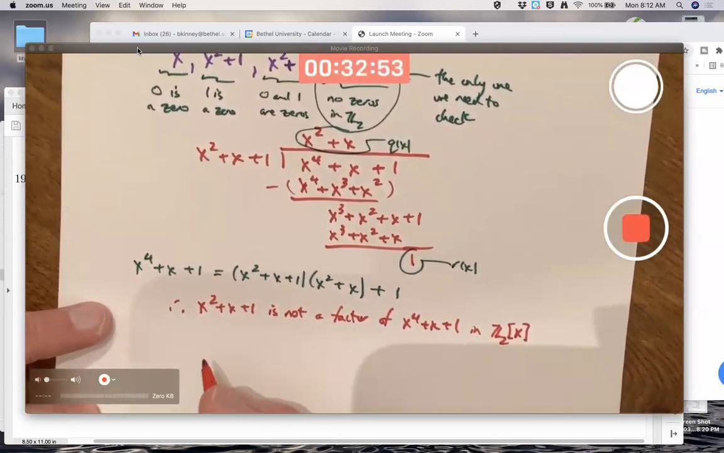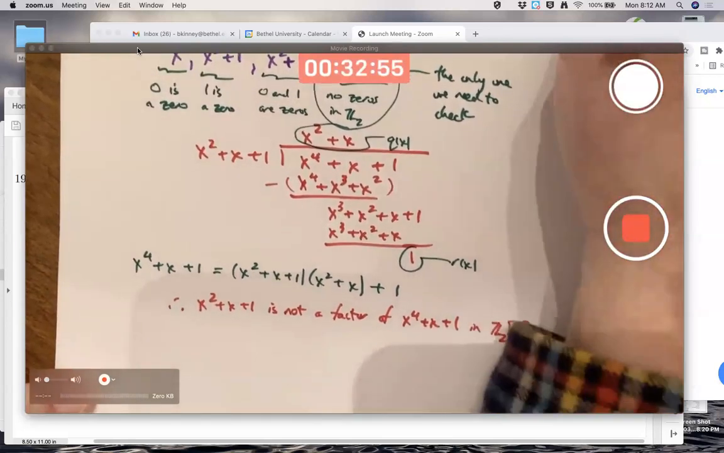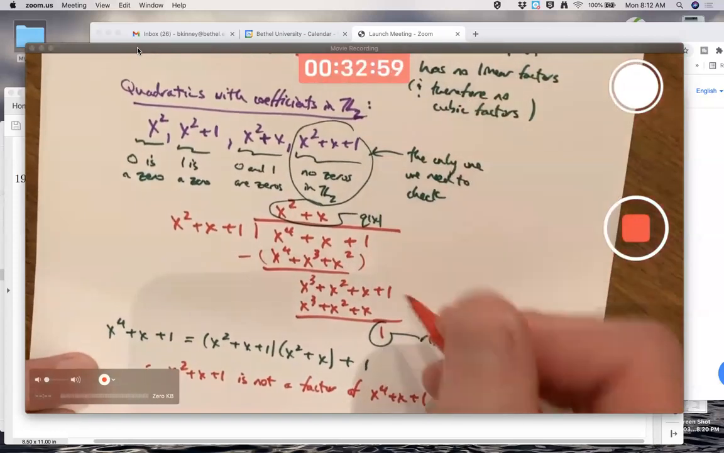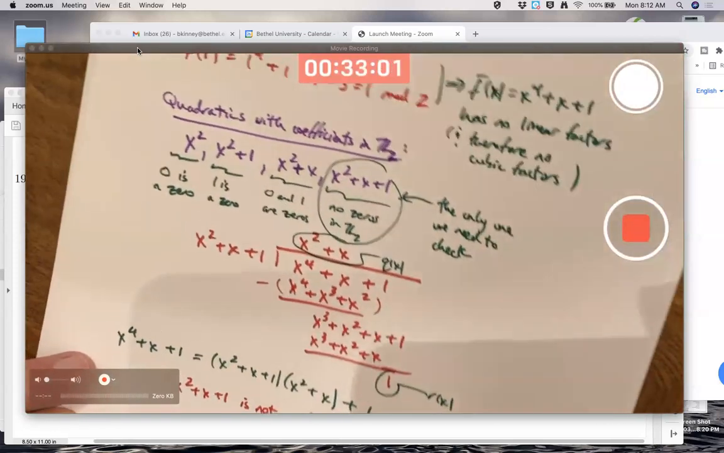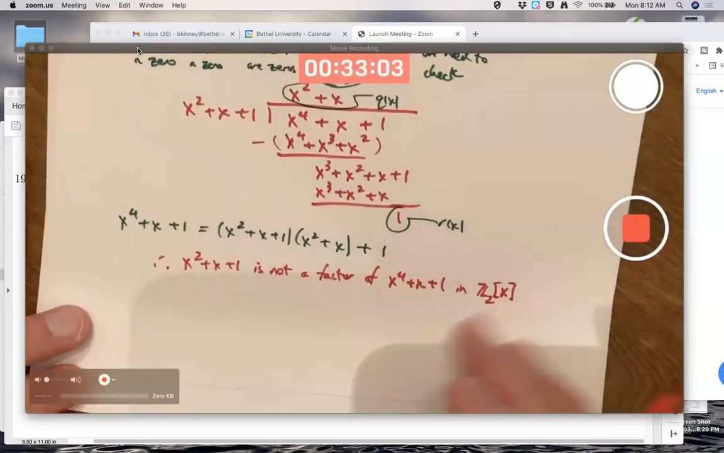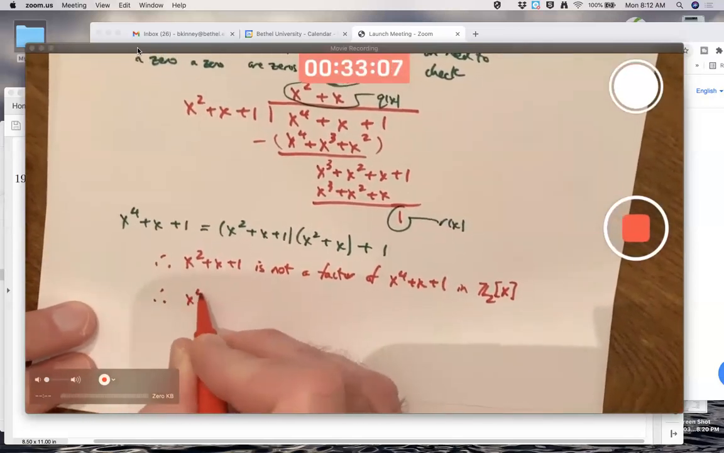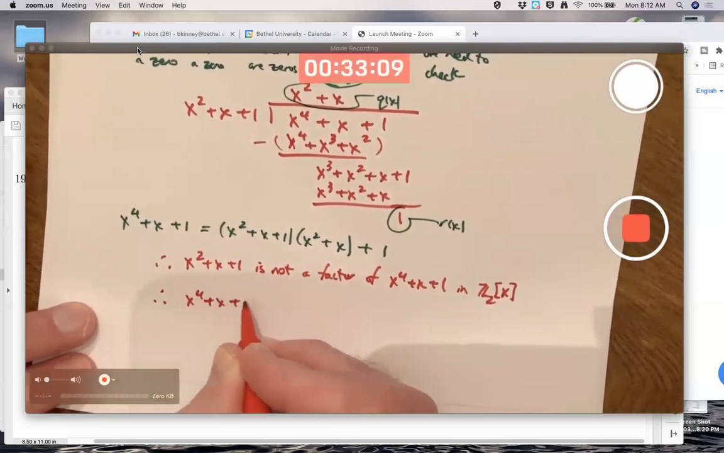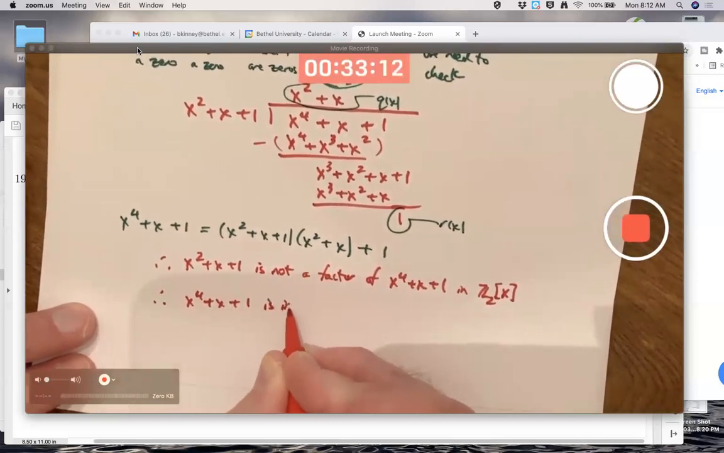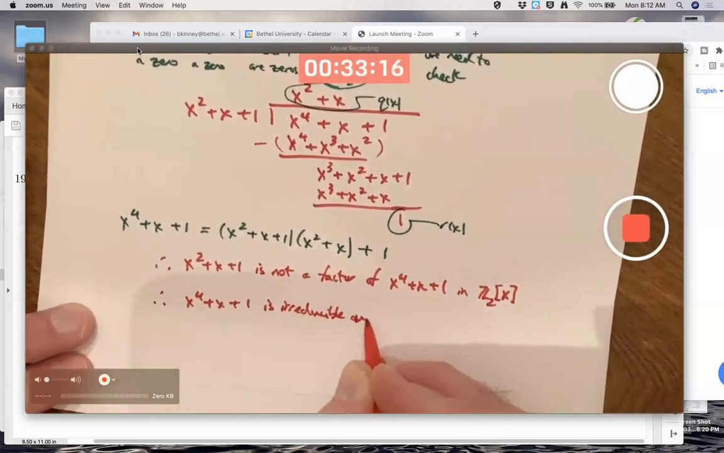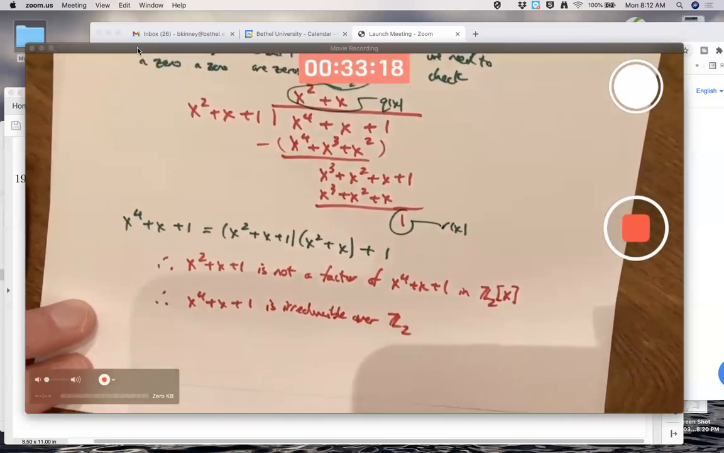And therefore, since we ruled out linear factors and we ruled out cubic factors, and we've just now ruled out quadratic factors, and since Z2 is a field, therefore x to the fourth plus x plus 1 is irreducible over Z2.